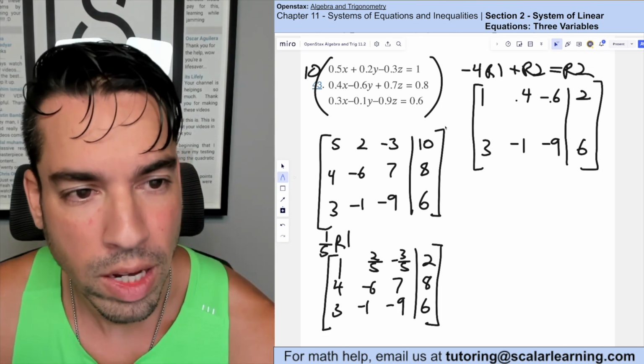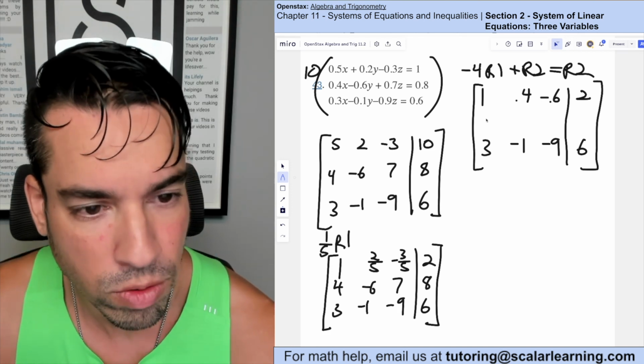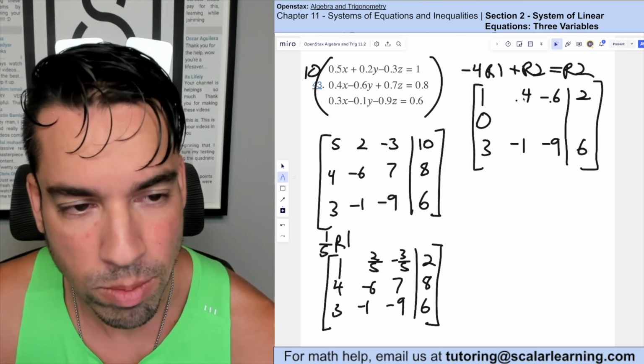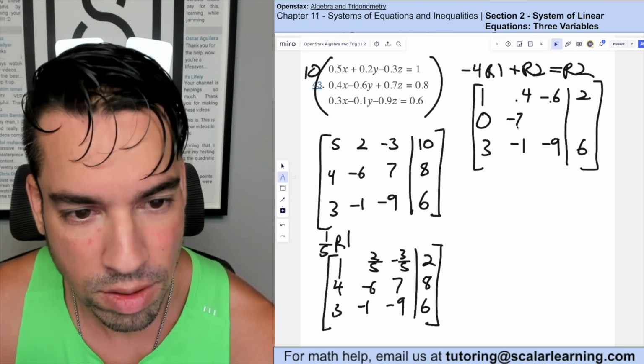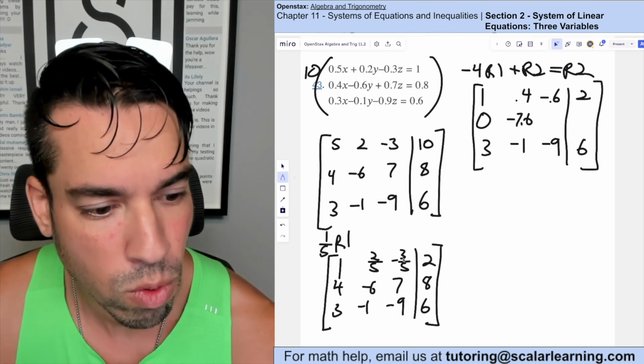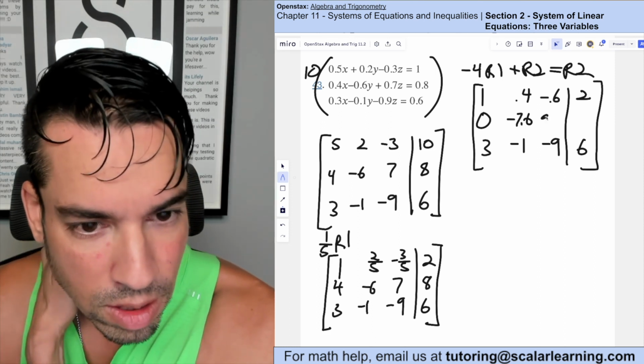Okay, so -4 times row 1. So -4 times 1 is -4, plus 4 is 0. -4 times 0.4 is -1.6, plus -6 is -7.6. -4 times -0.6 is 2.4, plus 7 is 9.4.